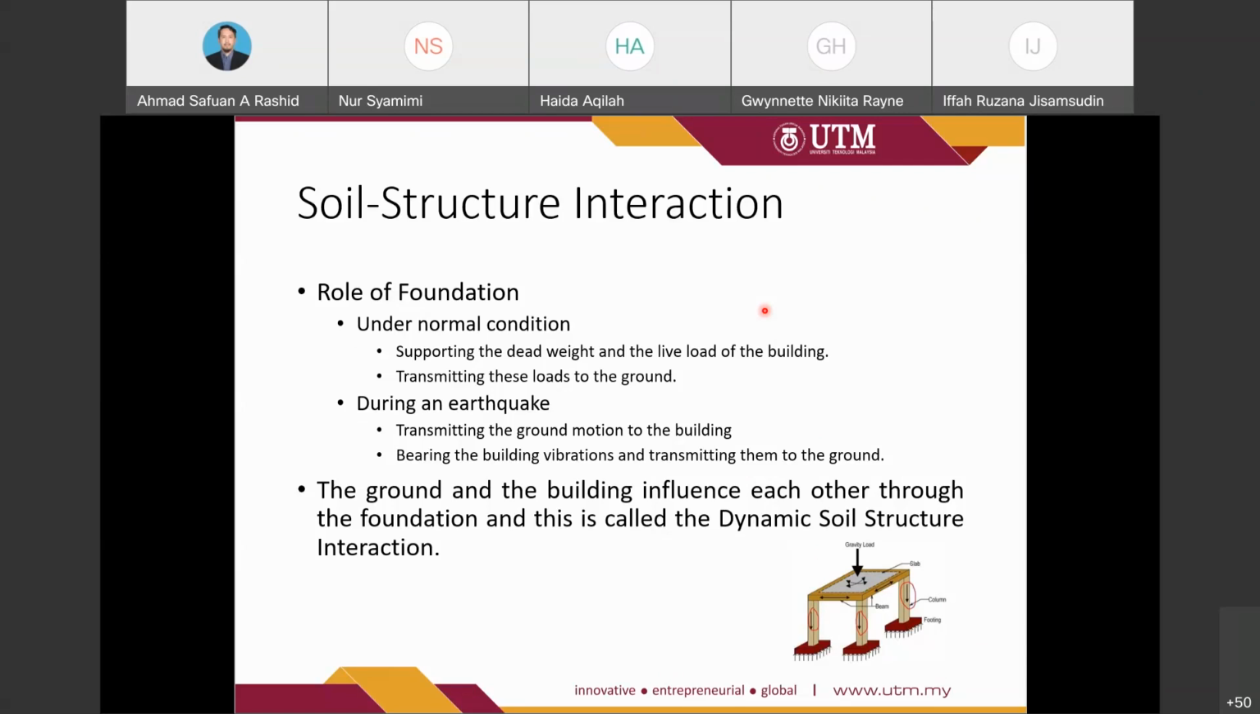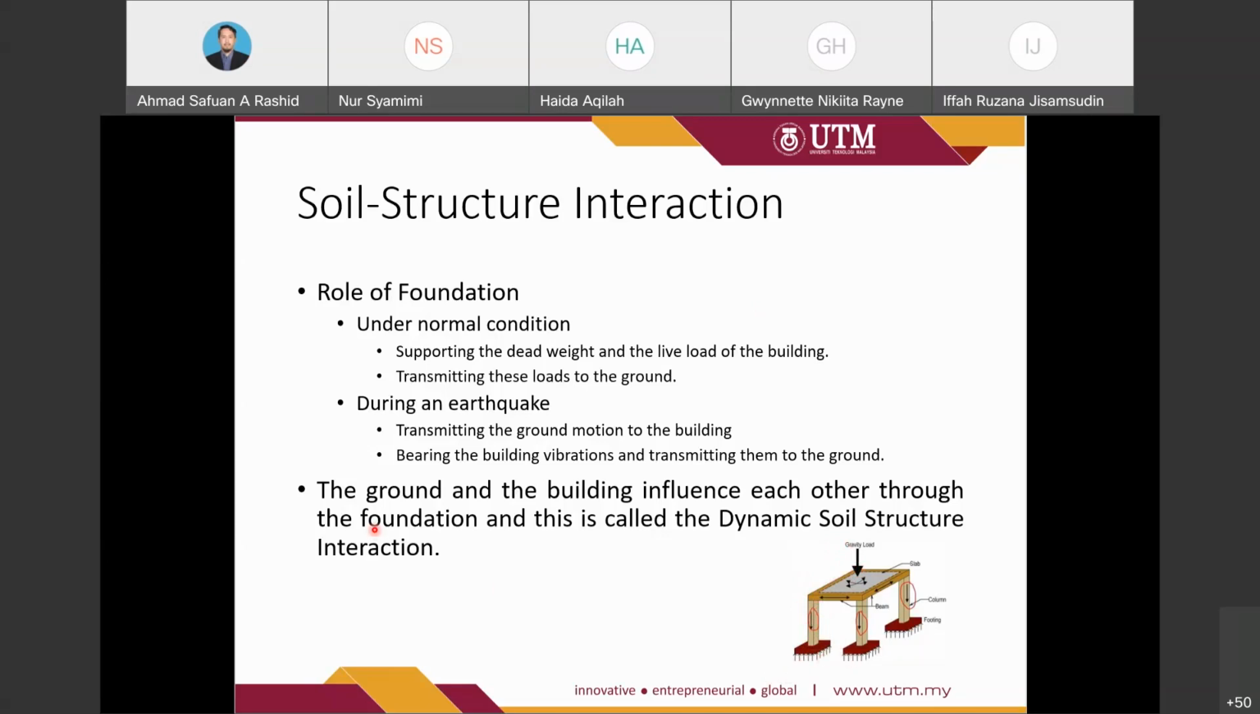So that means that the wave from the earthquake will be transmitted to the building from the foundation, and the vibration from the building will be transmitted by the foundation to the ground. So the wave will go through the foundation to the building, and then the building will later on transmit the wave to the soil through the foundation.